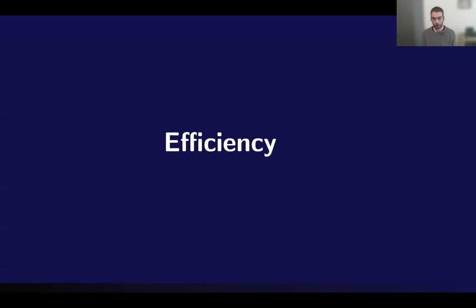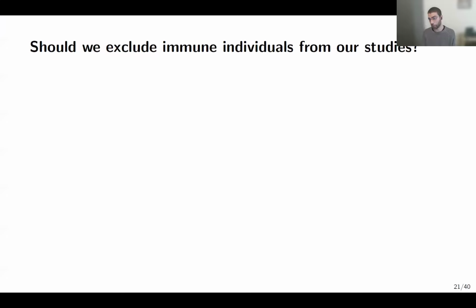Does this mean that we can include immune individuals or not, and this doesn't matter? So I've argued that the causal effect remains the same, right? That the causal risk ratio remains the same if you exclude immune individuals. However, there is a statistical efficiency argument for excluding immune individuals.